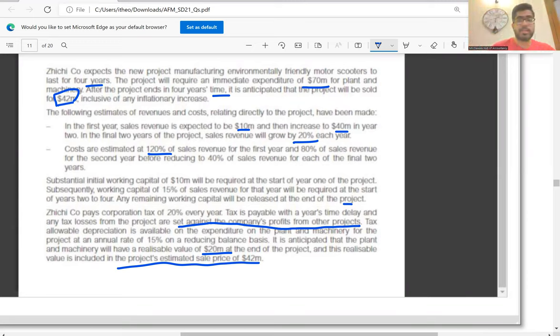So now we are done with the investment. We are done with revenues. We are done with costs. We are done with taxable profit and tax. We are done with TAD.